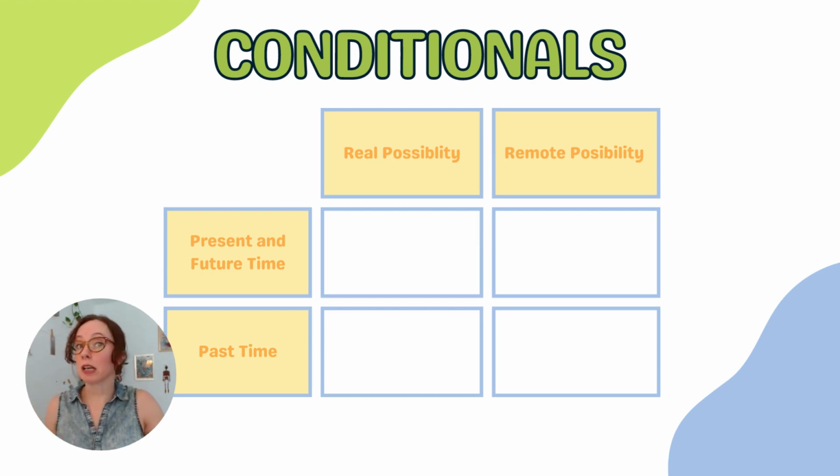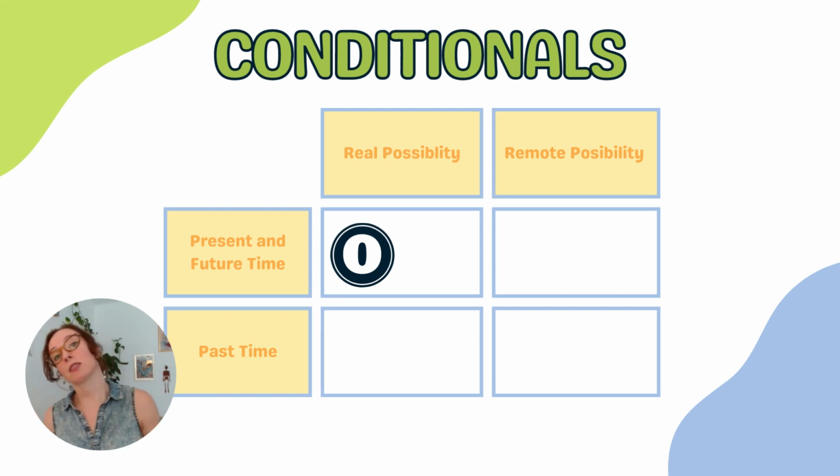The first named conditional is the zero conditional. This goes in the present and present future time, and it's a real possibility. This is something like, if you heat water, it boils. So this is kind of more for facts. We'll go into more detail a little bit later on.